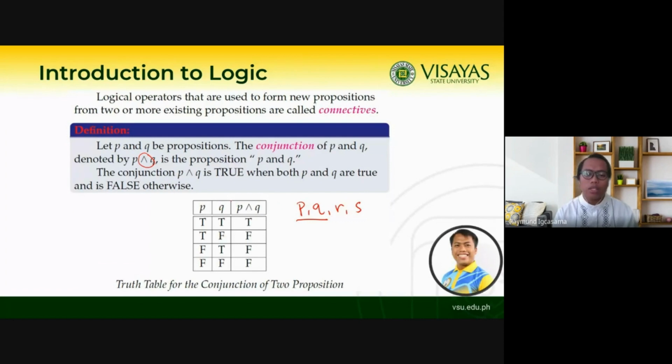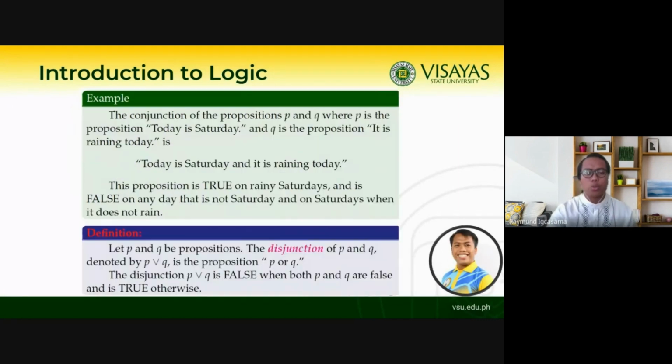False otherwise. So let's say, for example, P is true and Q is true, of course their truth value is true. Otherwise, if one of them is false, then it is false. Remember, the conjunction is only true if both propositions are true. That is the first rule.